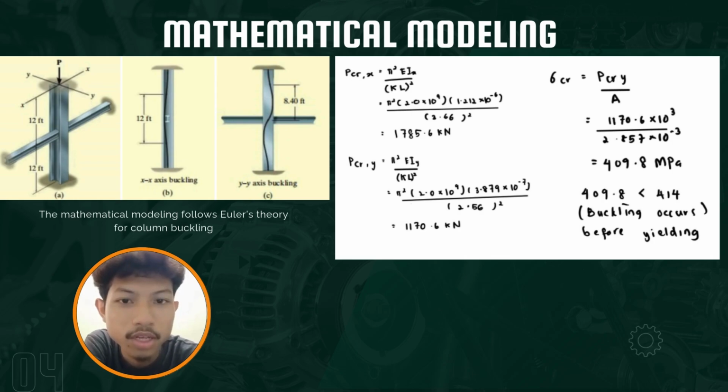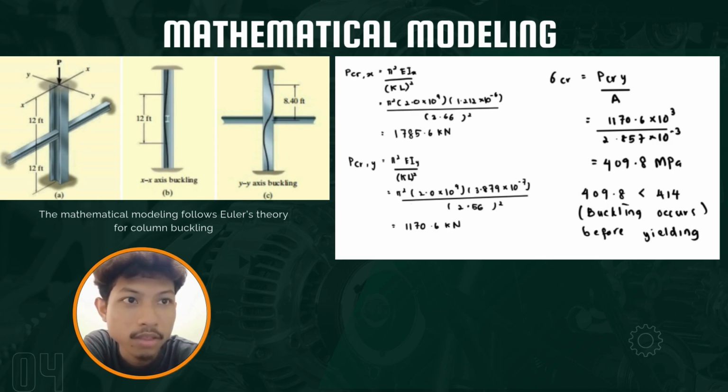So we move to the next part, which is mathematical modeling. As you can see here, this is the diagram for our problem definition. The first one is the full diagram, the second one is the x-axis buckling, and the third one is y-axis buckling. The mathematical modeling follows Euler's theory for column buckling.